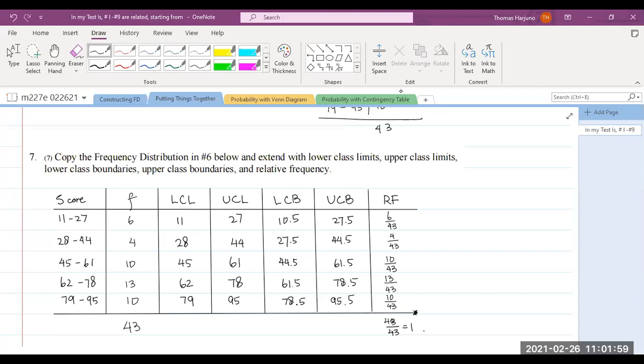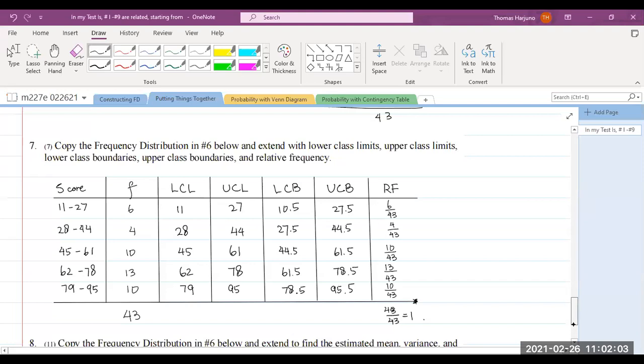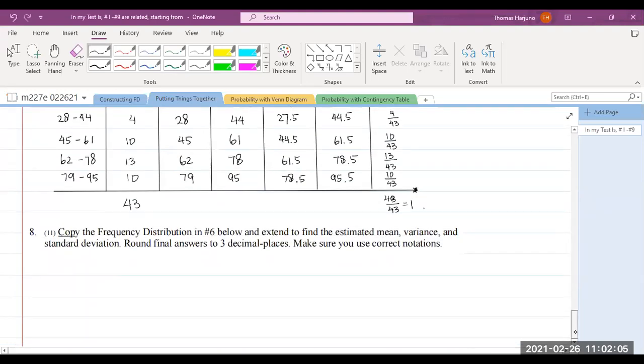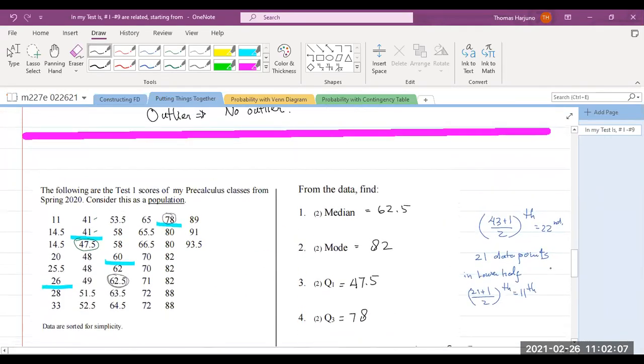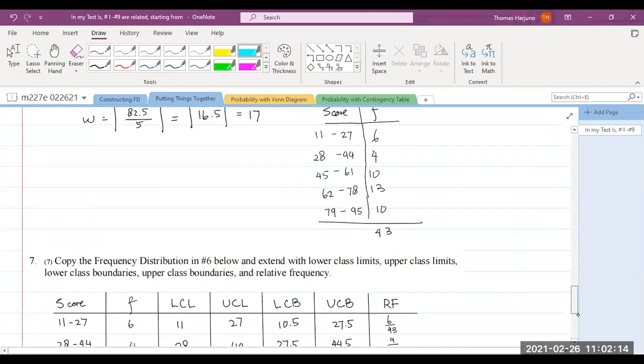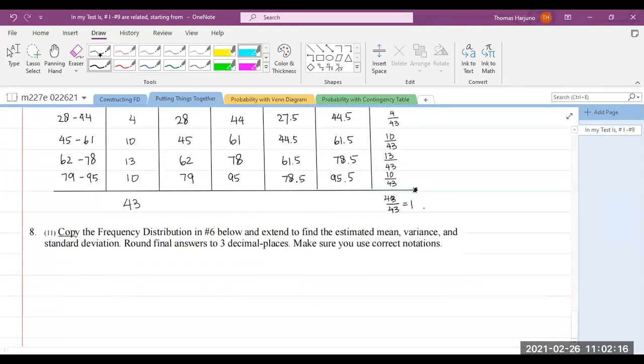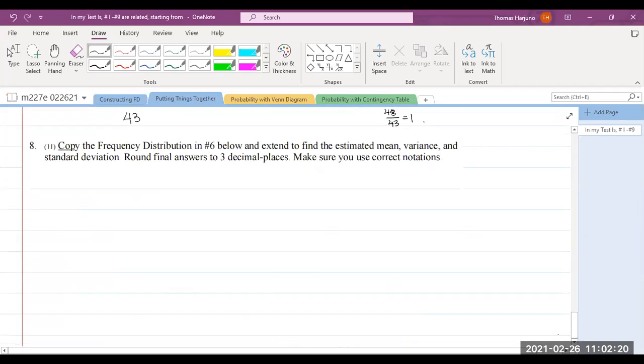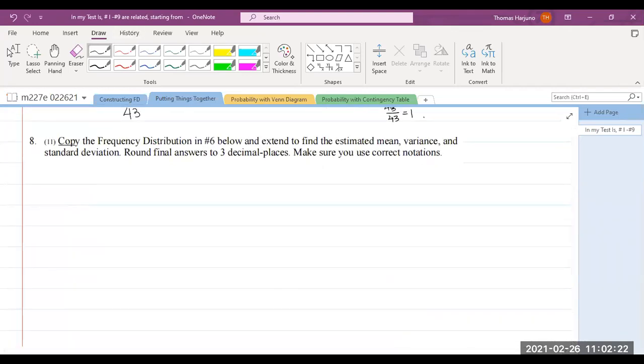Then we will go on with copying that frequency distribution again, but this time we will find the mean, variance, and standard deviation. This one, consider this as population. In the question, it says consider this as population. Okay, so let me ask you to copy that. I believe if you did this problem on your paper, then you already have that, right? Okay, let me copy that here.